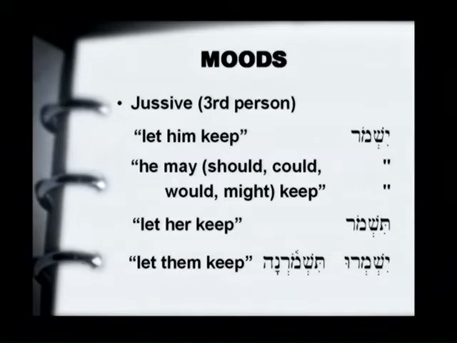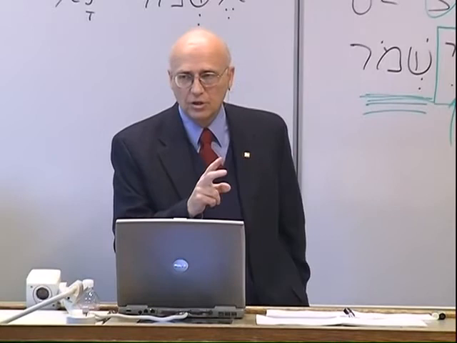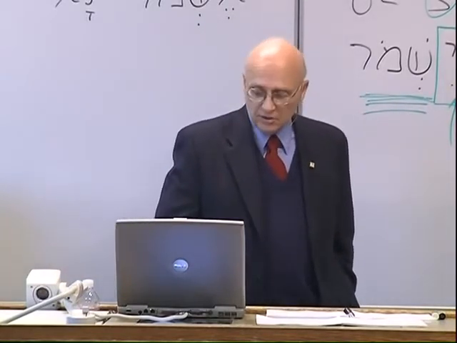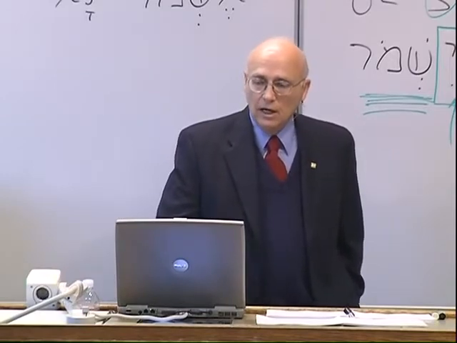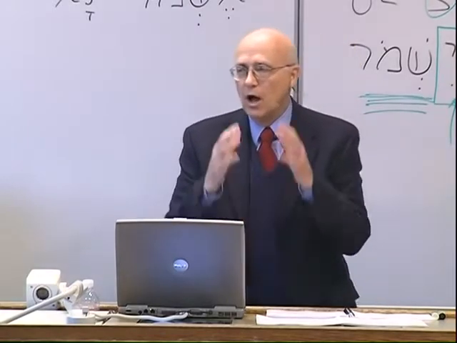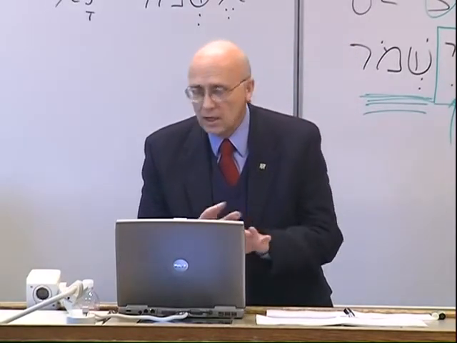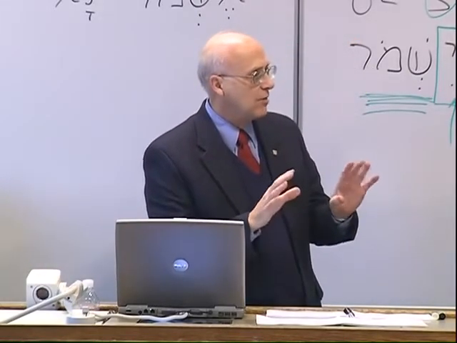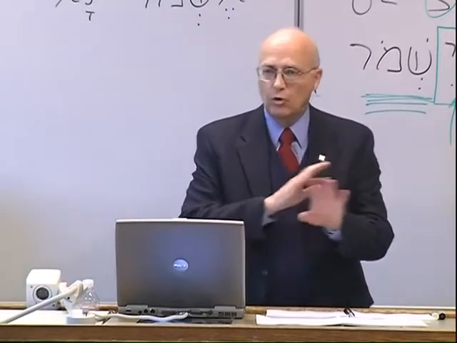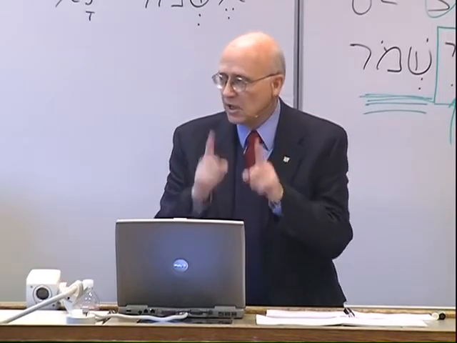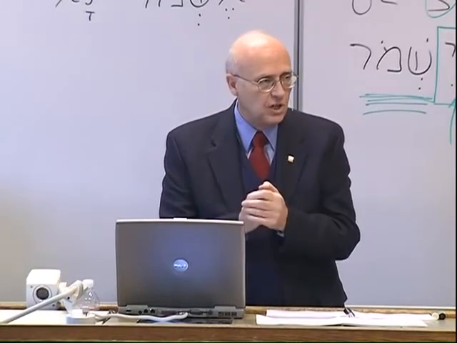So the third person is jussive. What's the first person called? Cohortative. What's the third person called? Jussive. And then we have the imperative in the second person. What you do is the imperative is formed on the basis of the imperfect. And this is true in the qal, in the niphal, in the hiphil, the hophal, the piel, the pual, and the hithpael. It's across the board. All imperatives are formed on the basis of an imperfect form in each of those stems.